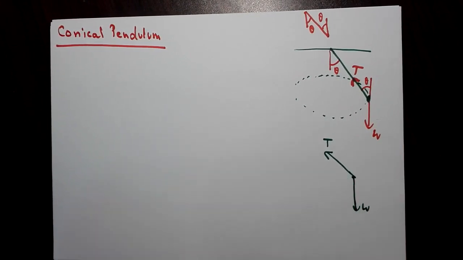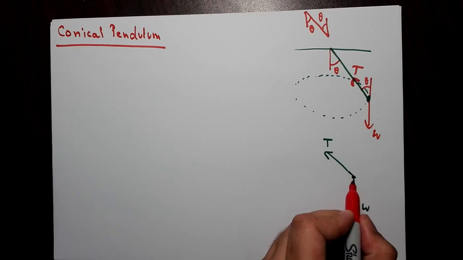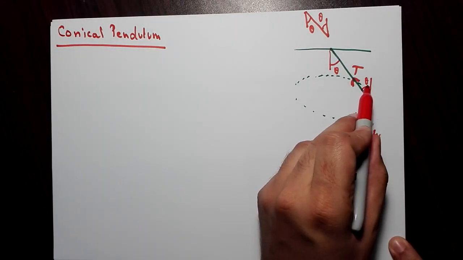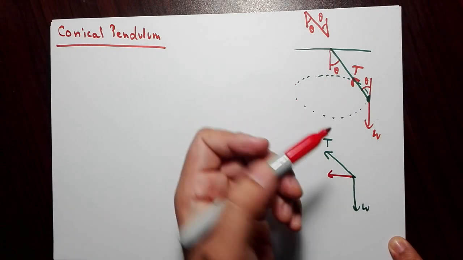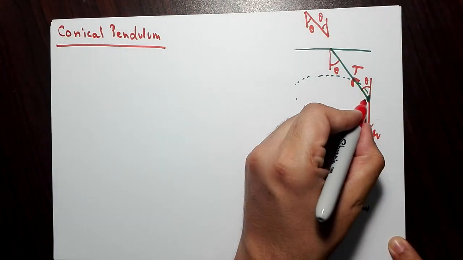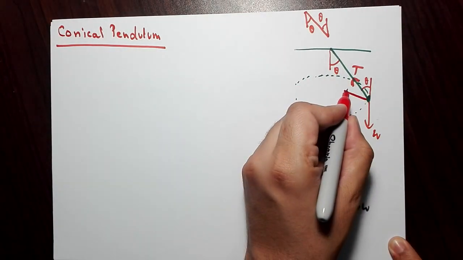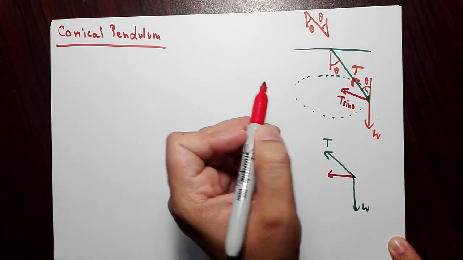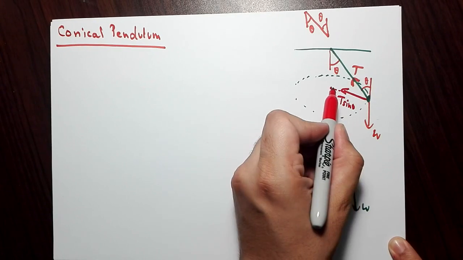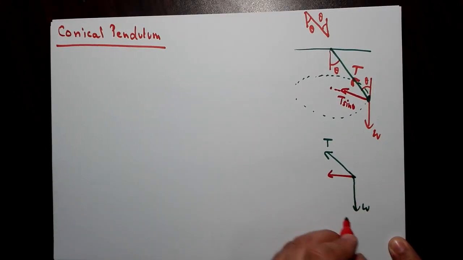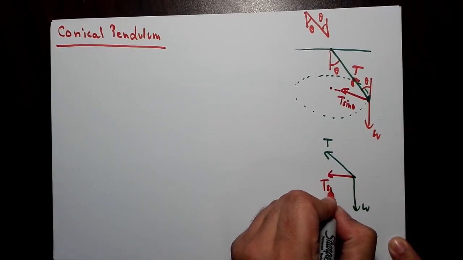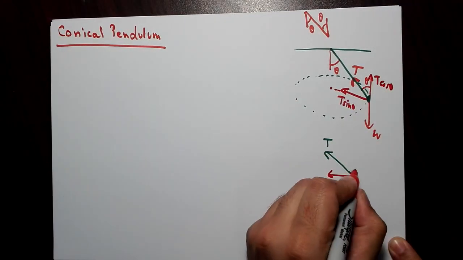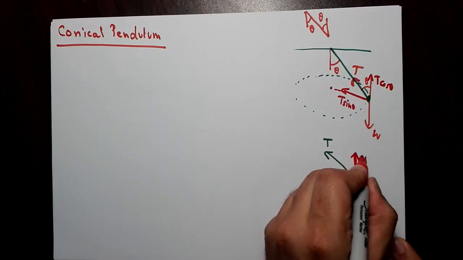Now you can see that weight is already vertical. There is a component of tension that's towards the center, this component. And since this angle is theta, we want to write the component in terms of this angle. So this component that's towards the center of the circle is T sine theta. Okay, so this is the center. Now this is T sine theta, so this will be T cosine theta.